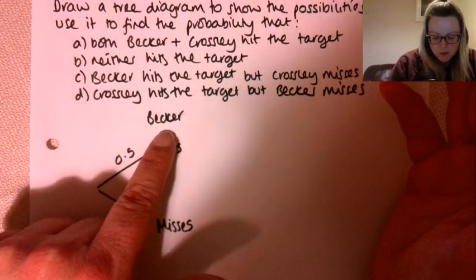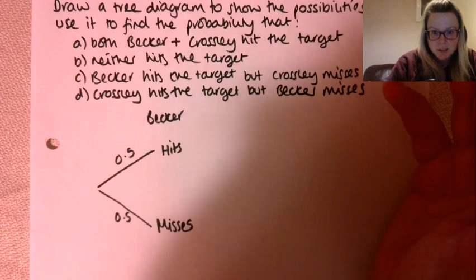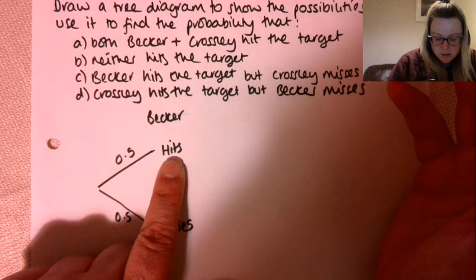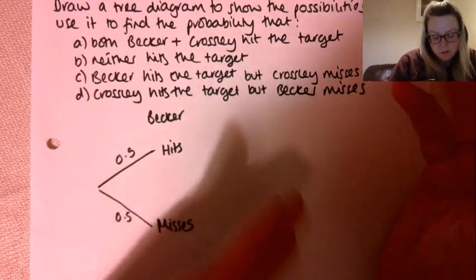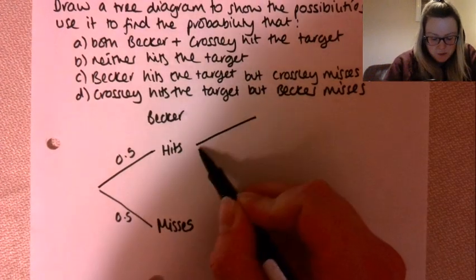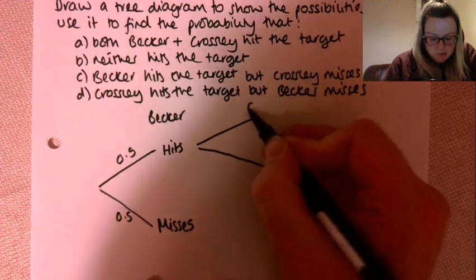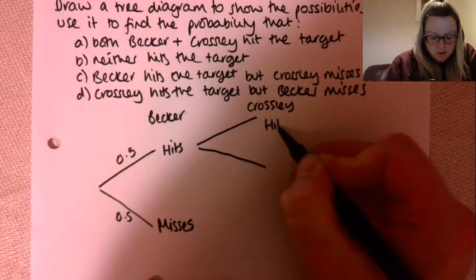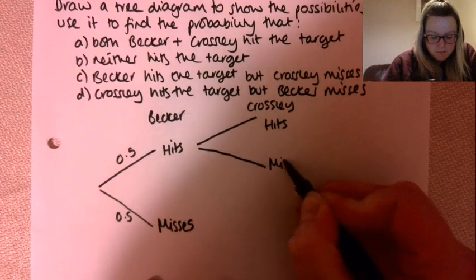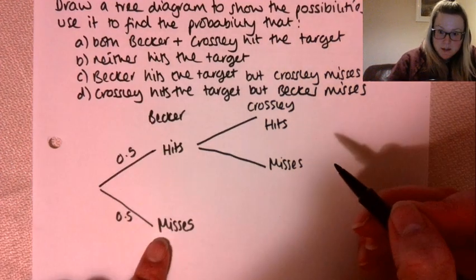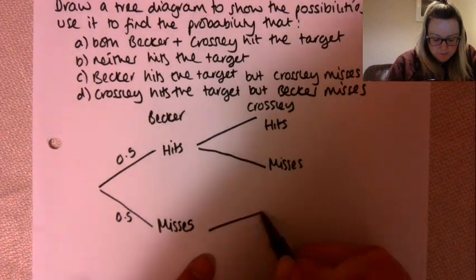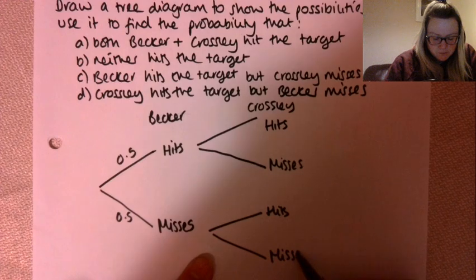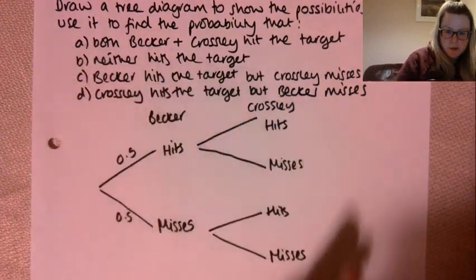So Becker went first. Then after that, Crossley was firing. So if Becker hits the target, then Crossley is either going to hit or miss. So we do Crossley's like this. So Crossley is either going to hit or he's going to miss. And if Becker misses, Crossley's either going to hit or he misses. Okay, so this would be the tree diagram.